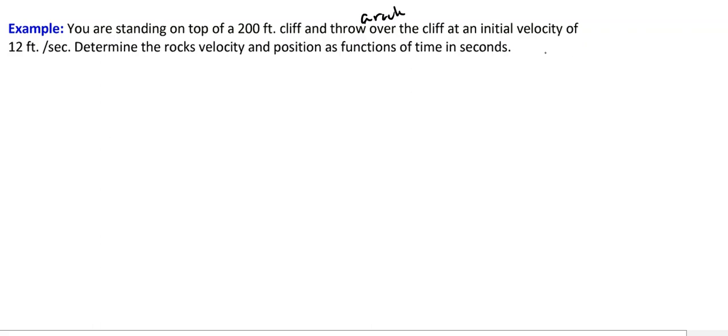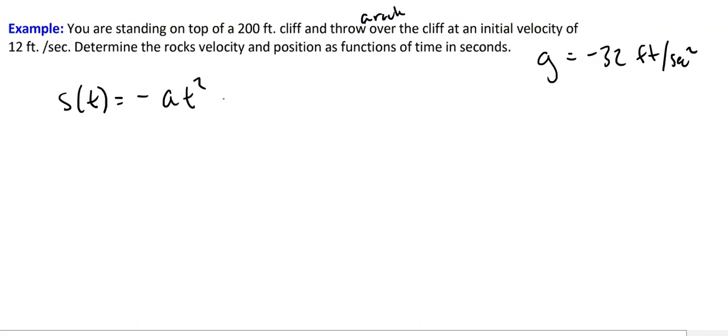You also have to know that acceleration due to gravity, g, is negative 32 feet per second squared. That was left off of this. So there's something called the ballistics equation, which was introduced in another equation. And that says that s of t is equal to negative a sub t squared plus b sub t plus c.